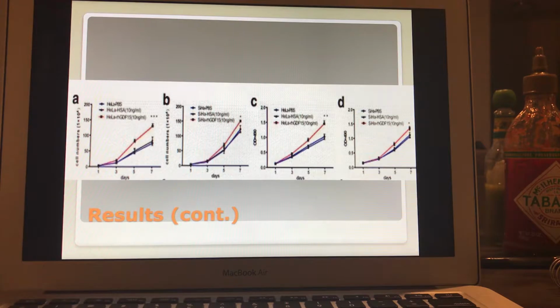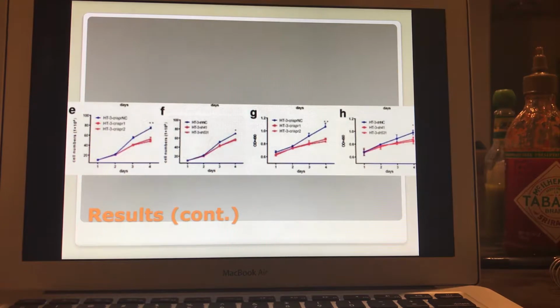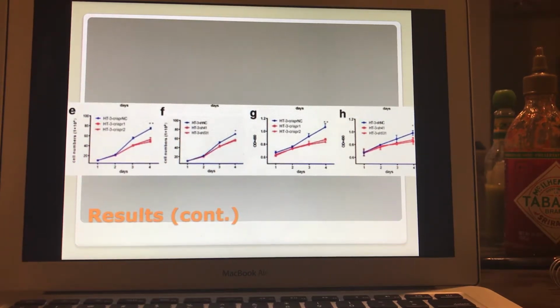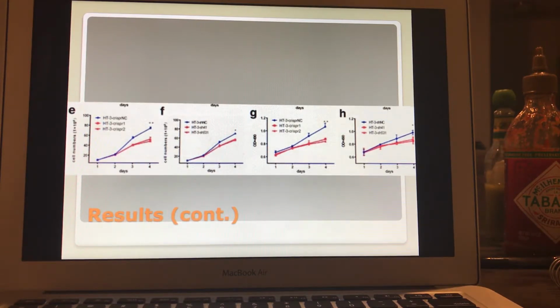As shown in figures A and B, HeLa and SiHa cells treated with rhGDF15 grew more rapidly than their controls. Figures C and D illustrated that the viability of HeLa and SiHa cells treated with recombinant human GDF15 was much higher than respective controls. An MTT study showed a significant increase in proliferation of HeLa GFP and SiHa GFP cells after treatment for 96 hours.